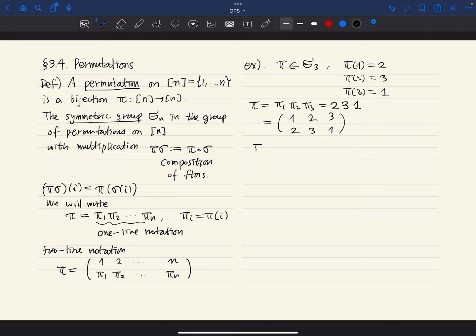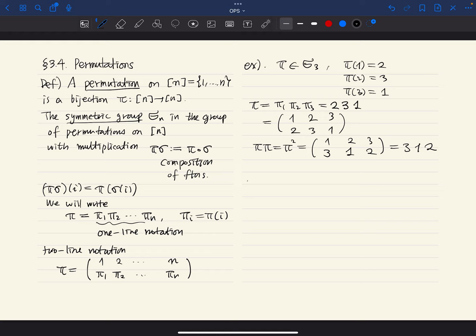So we can compose π with itself. This is π squared. What is it in two-line notation? Two-line notation is helpful if you want to understand where i is sent. If you apply π, π will send 1 to 2, and then you apply π again, so 2 gets sent to 3. So 1 gets sent to 3. And 2 goes to 3, and then 3 goes to 1, so 2 goes to 1. 3 goes to 1, and 1 goes to 2, so 3 goes to 2. Of course, in one-line notation you can also write it this way.